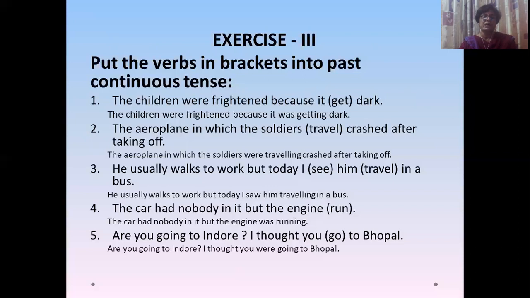Next sentence: the car had nobody in it, but the engine ran. Now, the car had nobody in it, but the engine was running. This is how we have changed the verb into the past continuous form of the tense. Now the fifth one: are you going to Indore? I thought you go to Bhopal. Now here the verb is go. Are you going to Indore? I thought you were going to Bhopal.